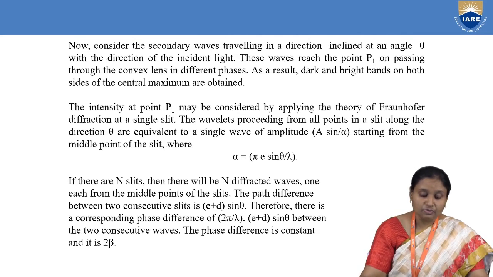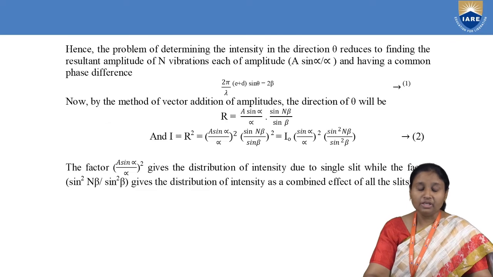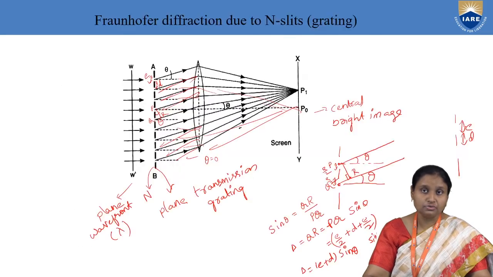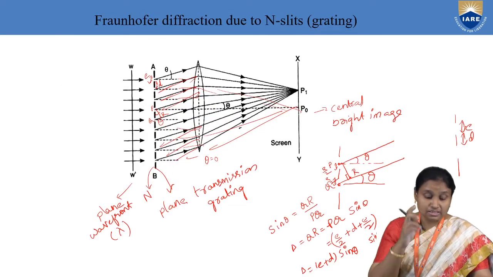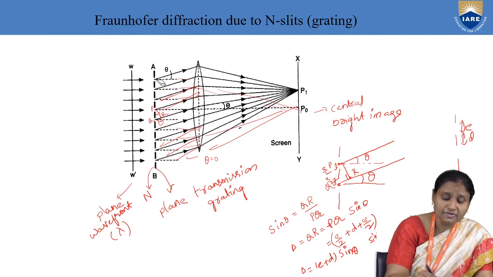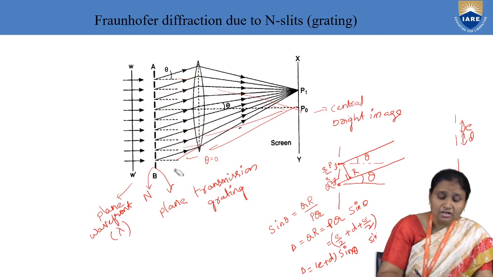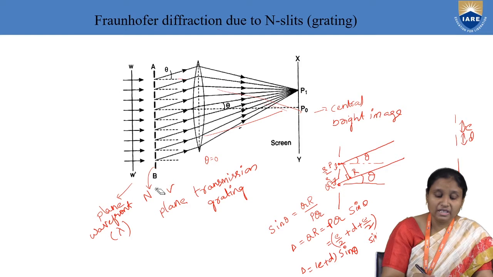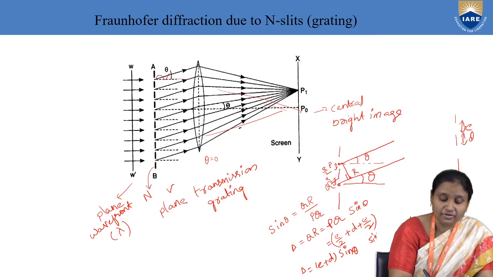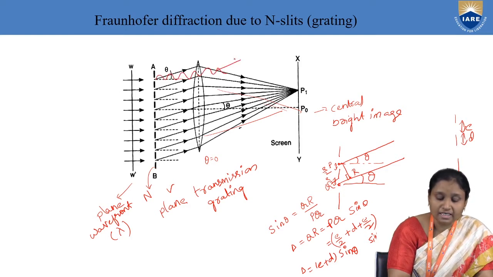And apart from this, one very important point we have to understand here is, as I told you, we have many number of slits. Now from each slit, we'll get one diffracted wave. This is our diffracted wave.